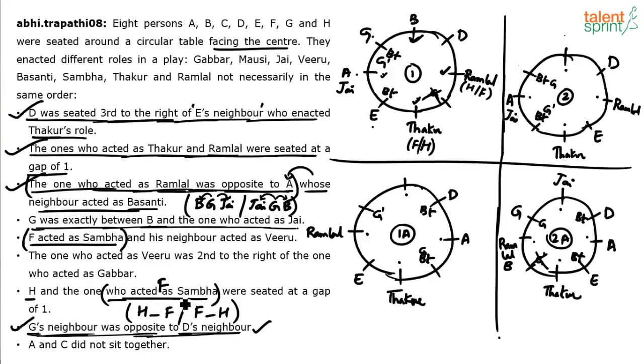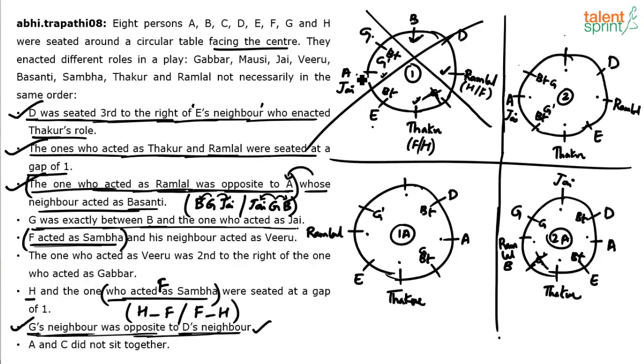But I know that F played the role of Samba. I also know that F played the role of Samba, right? Who acted as Samba? F acted as Samba. Here, if I take F in this position, it goes wrong because F is Thakur. Yes or no? Similarly, if I take F in this position, this also is wrong because here F is Ramlal, but actually F is Samba. So case number 1 is wrong.